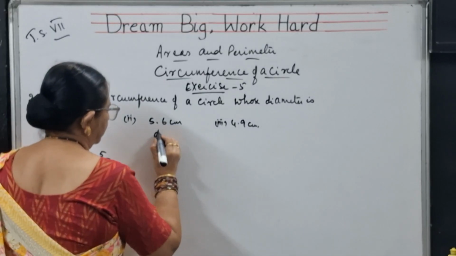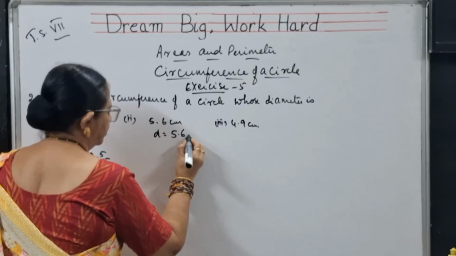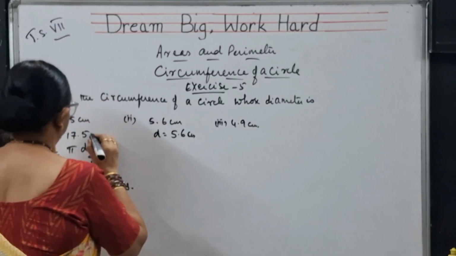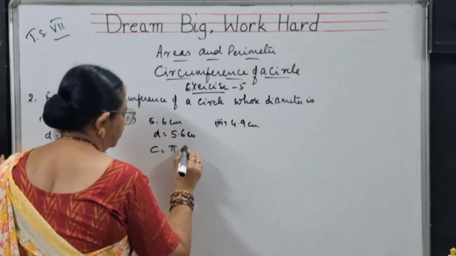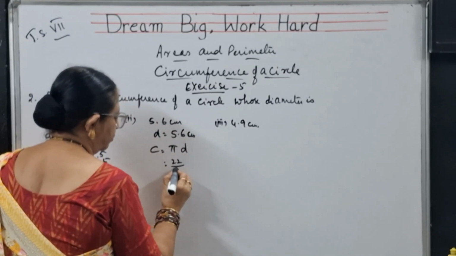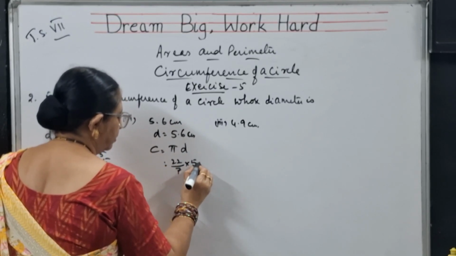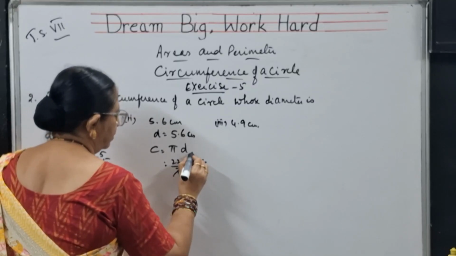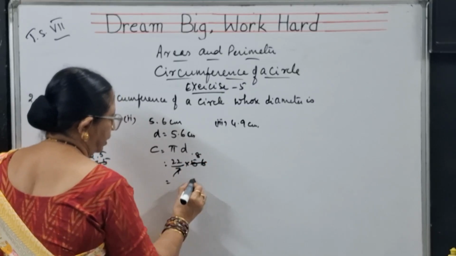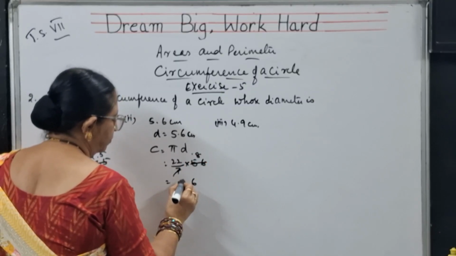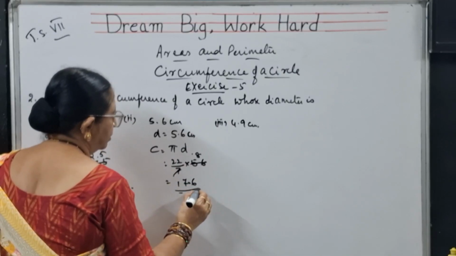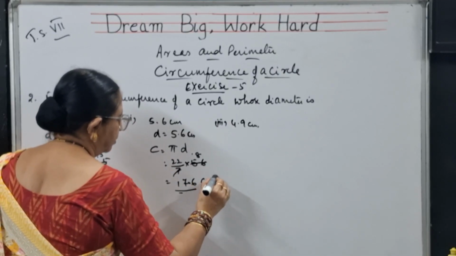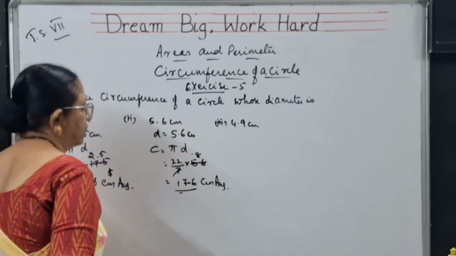And here diameter is 5.6 centimeters. So circumference is pi into d, 22 by 7 into 5.6. 7 8s are 56, so 0.8. 8 twos are 16, 16 1 17. 17.6 centimeters is the answer for the second bit.